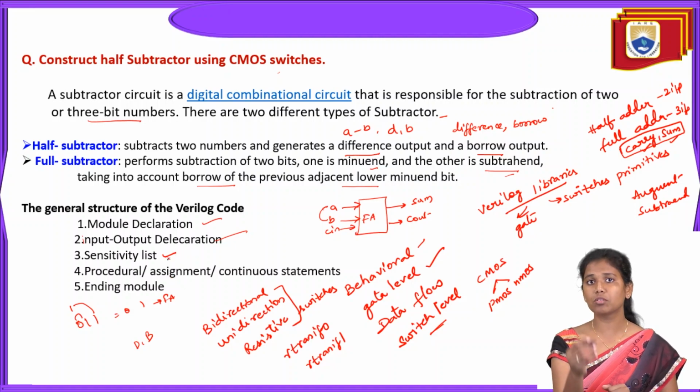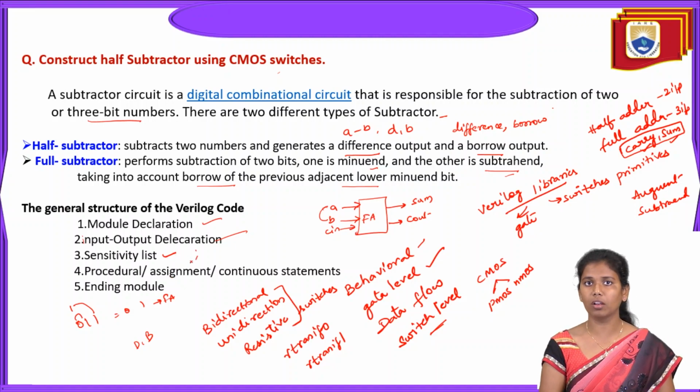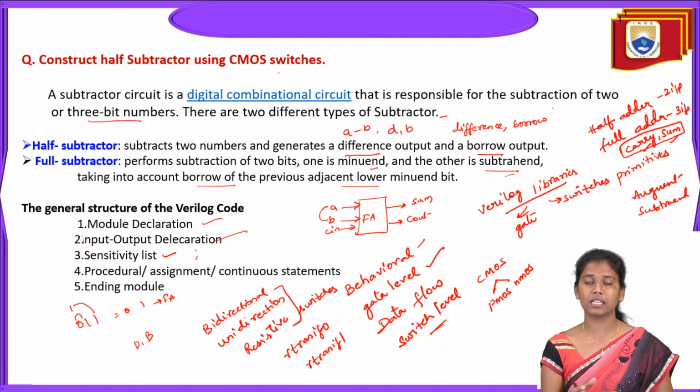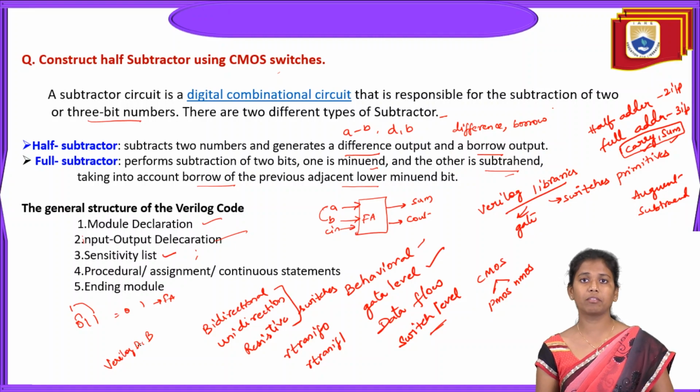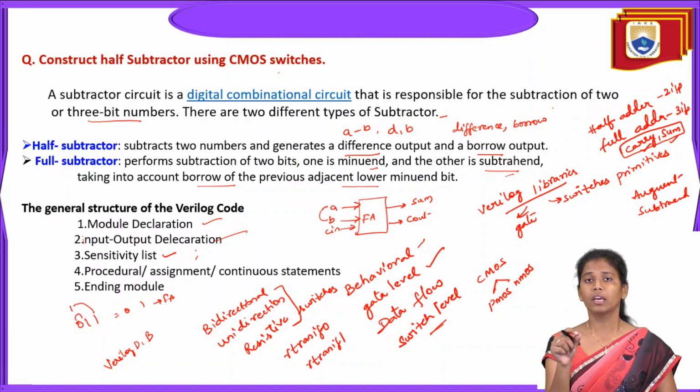This sensitivity list also consists of the semicolons and all, right? Without the semicolon, as it is case sensitive like C language. In the previous classes, in the very first classes, we have discussed that Verilog is a case sensitive language, right? Verilog is a case sensitive language. It means that you have to be very keen about how you write the declaration.